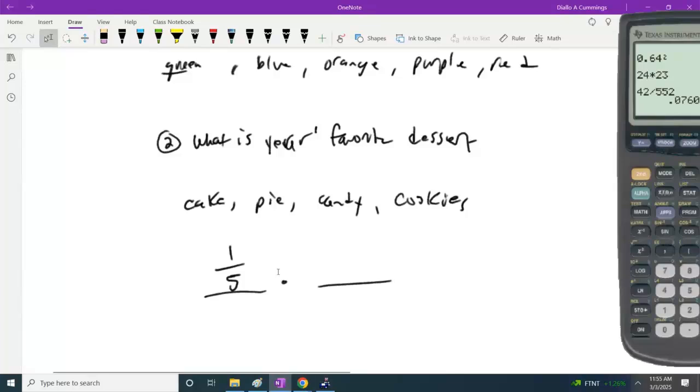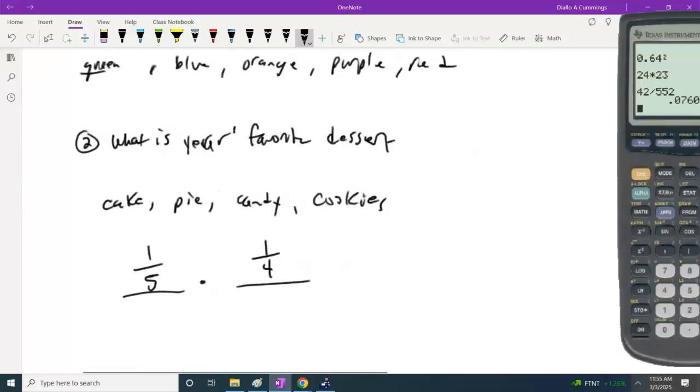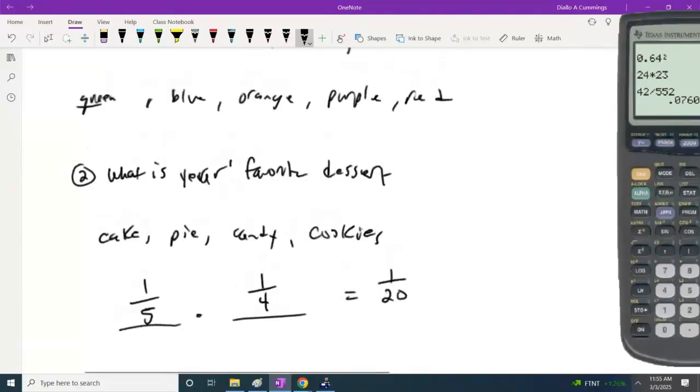What about the second question? How many answer choices? 4. Out of those answer choices, how many are correct? Should be 1. 1/5 times 1/4, we're going to multiply the numerators. Multiply the denominators, we get 1 over 20.